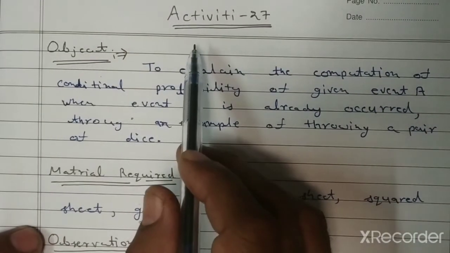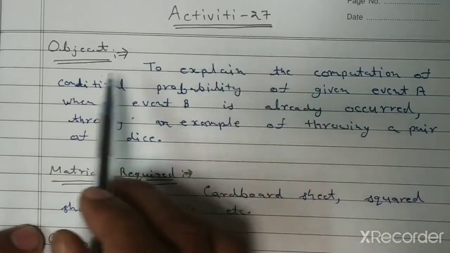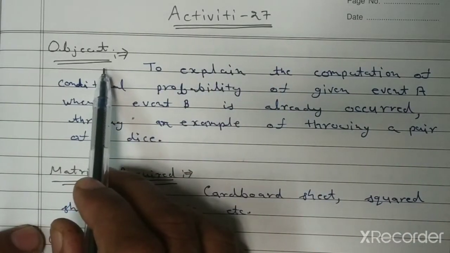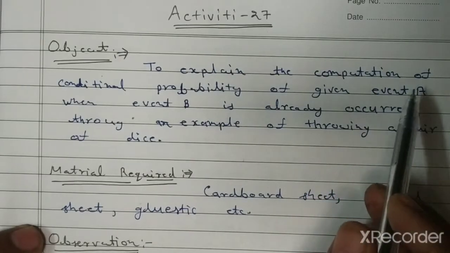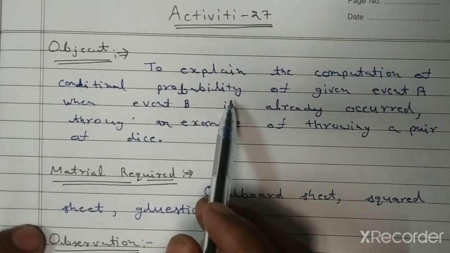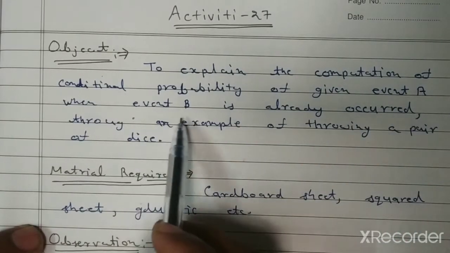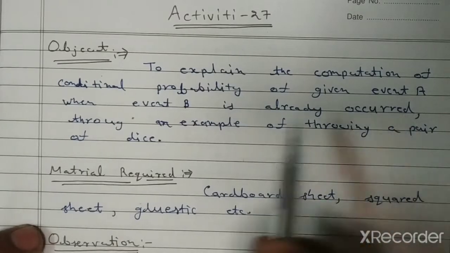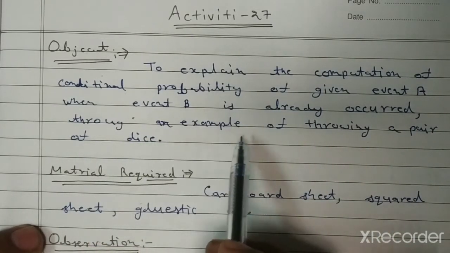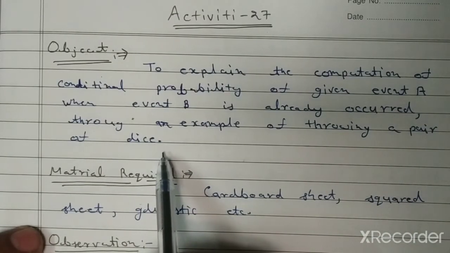Good morning class. Today we discuss activity number 27. The object of this activity is to explain the computation of conditional probability of a given event A when event B has already occurred, through an example of throwing a pair of dice.